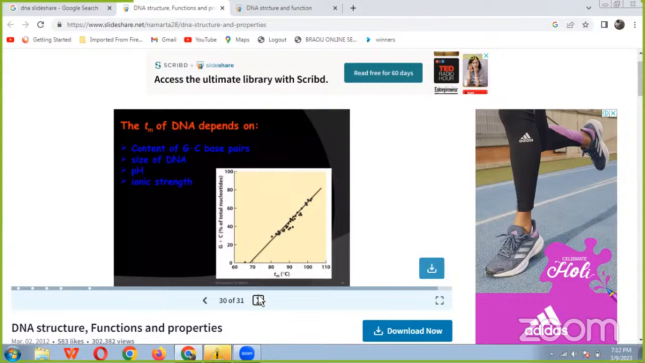Genetic recombination of bacteria occurs by conjugation and transformation. Next one is transduction. These three are the basic genetic recombination processes in bacteria.